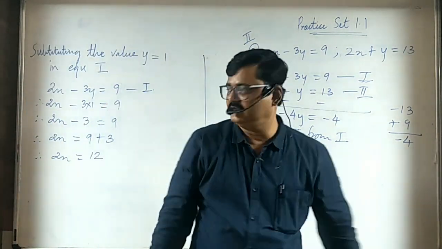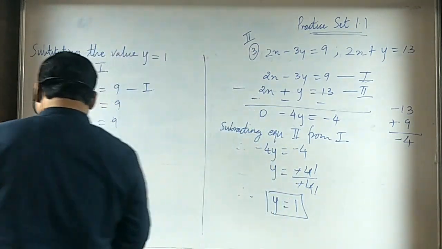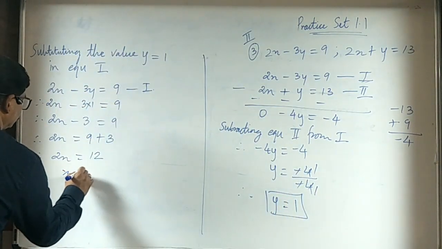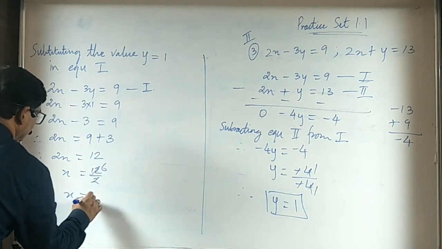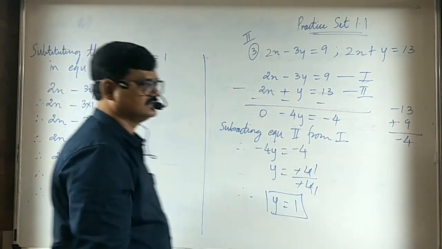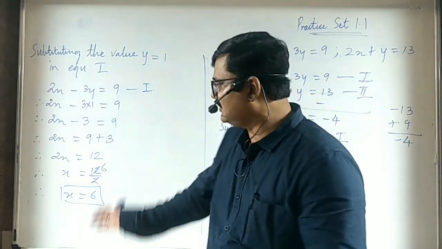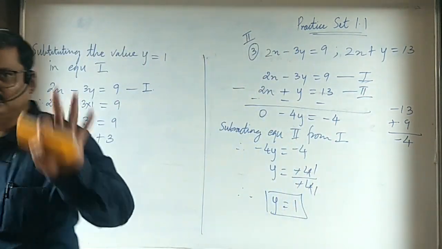Now x will remain there, and 2 will come and divide because it is multiplying. So you will get x is equal to 12 upon 2. 2 sixes are 12, so x is equal to 6. We got the value of x is equal to 6 and y is equal to 1. And I have told you in the previous sum how to write the answer.